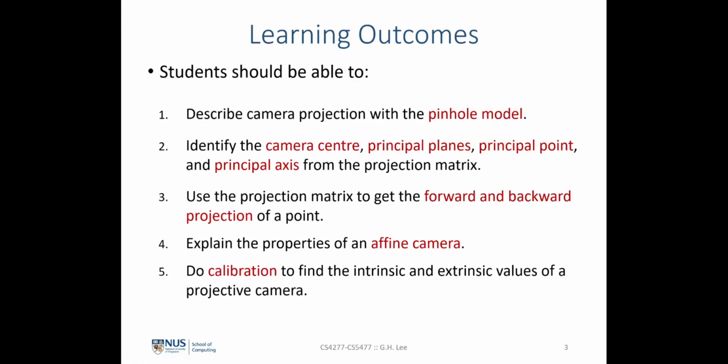Hopefully, by the end of today's lecture, you will be able to describe the camera projection with the pinhole camera model, and you'll be able to identify the camera center, principal planes, principal point, and principal axis from the projection matrix. We'll then look at how to use the projection matrix to get the forward and backward projection of a point, and we'll explain the properties of an affine camera. Finally, we'll do calibration to find the intrinsics and extrinsics values of a projective camera.